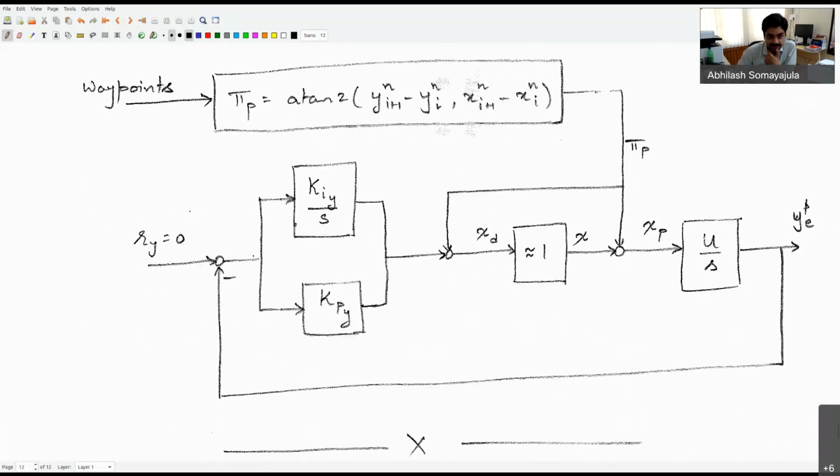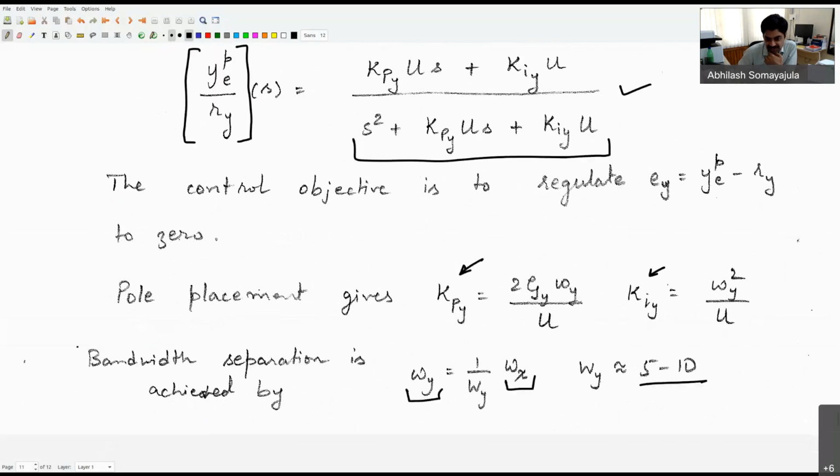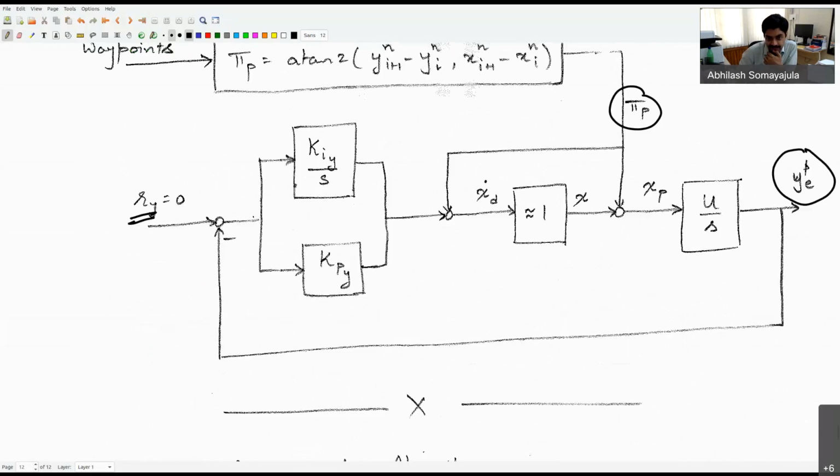So in the end, our control loss block diagram looks somewhat like this. I'm taking the value of my YPE, feeding it back with respect to RY, and that becomes my error term. I take that error term, apply a proportional constant, and I also apply an integral value, add them up, and apply this pi p value in order to make sure that I'm getting my so-called desired heading angle. Okay, so that is what is going to give me the desired heading angle here.